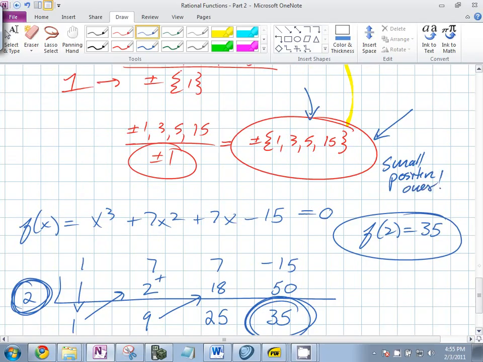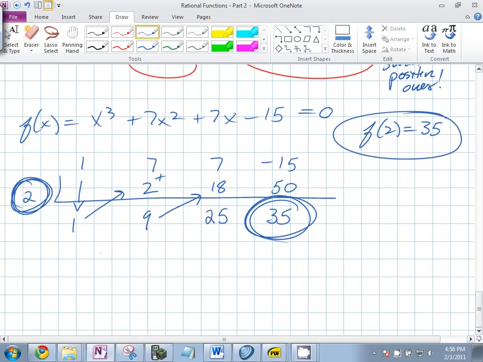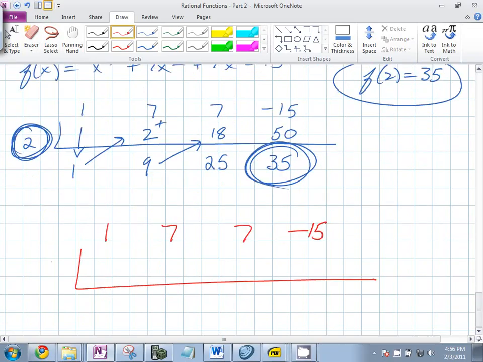So the smallest and most positive one is 1. You write down the same coefficients, 1, 7, 7, and negative 15. You then take the 1. This is the number we're evaluating. So we are evaluating f of 1.